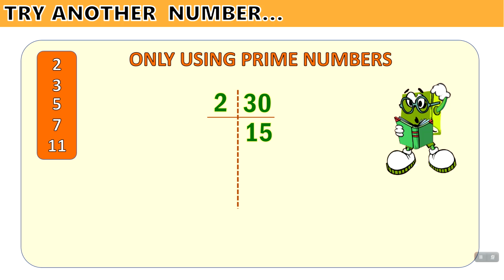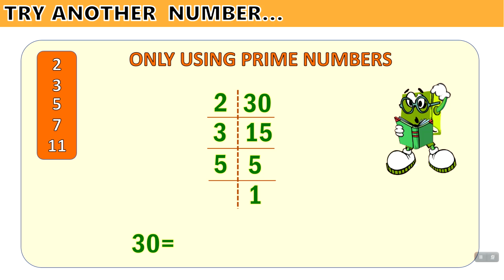So we move to the next prime number in our list, which is 3. Can 3 go into 15? Yes. And so 3 into 15 goes 5 times. Now, can 3 go into 5? No, it can't without a remainder, and so we move to the next prime number, which is 5. 5 into 5 goes once, and anytime we arrive at 1, we are finished.